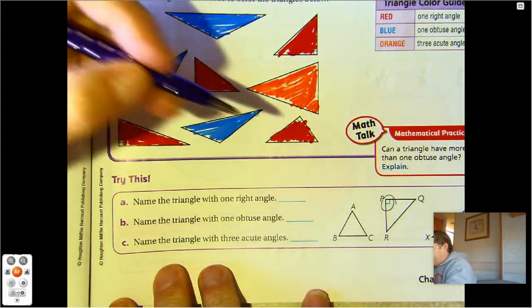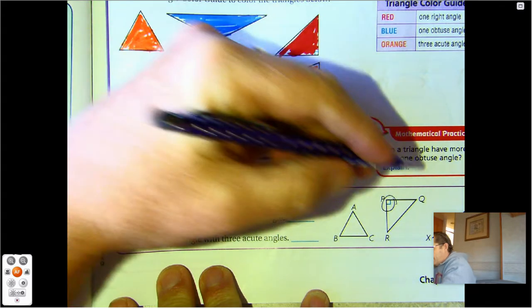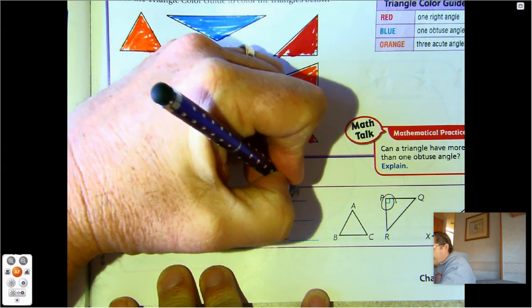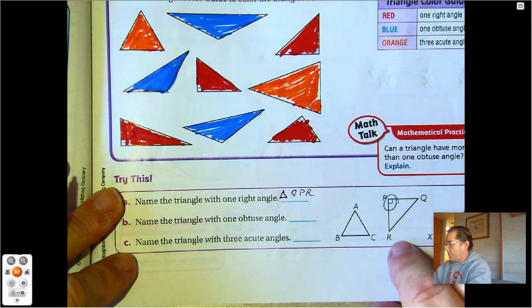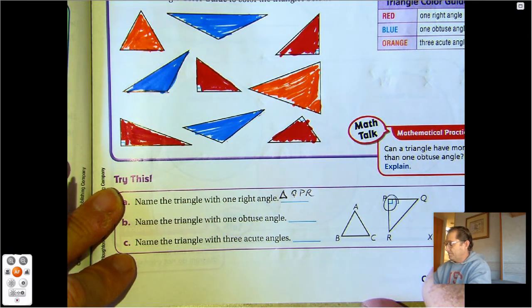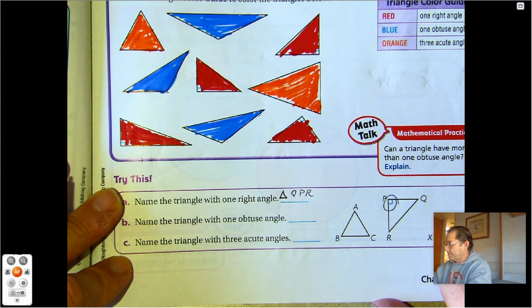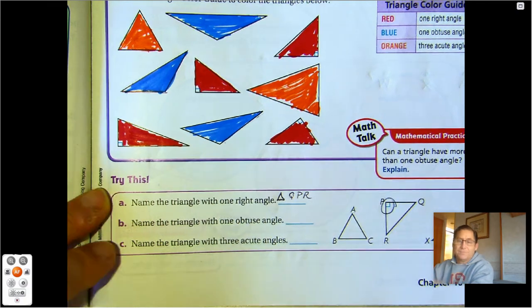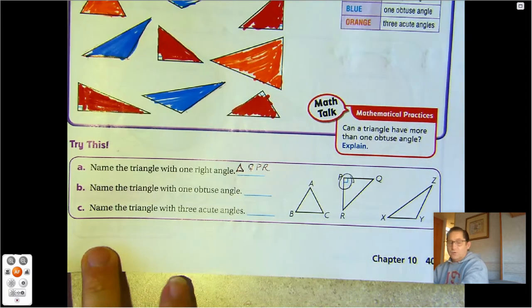So I can name that, remember, use the triangle symbol, and I'm going to call it QPR. It could also be called RPQ. Okay. It could be called RQP, QRP, and so on. Okay, multiple ways. Name the triangle with one obtuse angle.